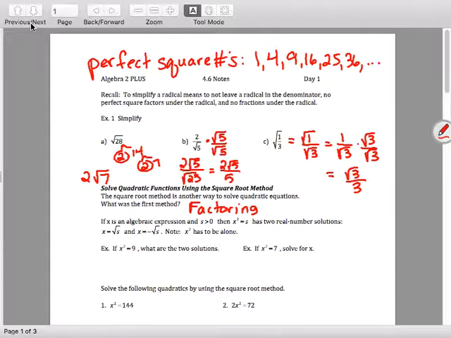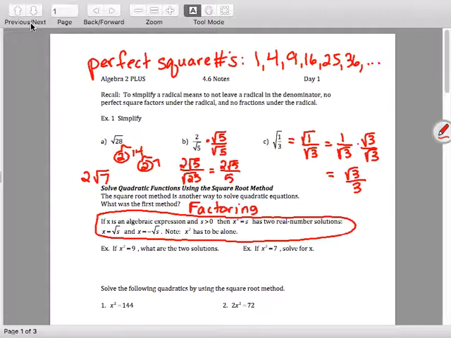I'm going to show you each technique, and then we're going to press pause and look at which one do I choose. So here we go. This is really important, and if you'll put a little box or a circle around this: if x is an algebraic expression and s is greater than 0, meaning it's positive, then x squared equals s has two real number solutions, the square root of s and the negative square root of s. Note, x squared has to be alone.